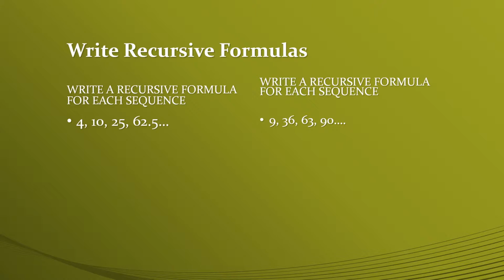So let's take this second term and divide it by the first term. So 10 divided by 4 is 2.5. And then 2.5 times 10 is going to give me 25. And then 25 times 2.5 is going to give me 2 times 25 is 50. Half of 50 is 12.5. 50 plus 12.5, yeah, 62.5.